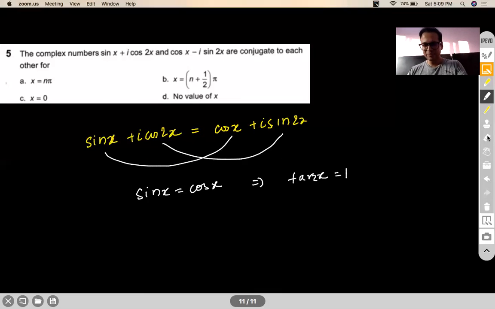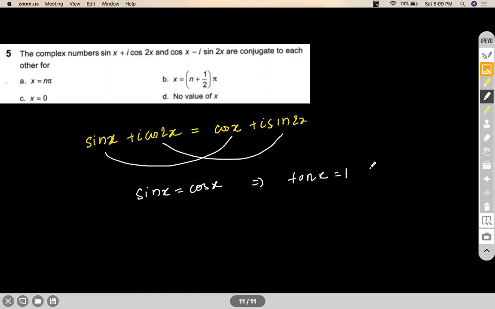Guys, it is lagging very badly. Let me switch off my camera for the timing.